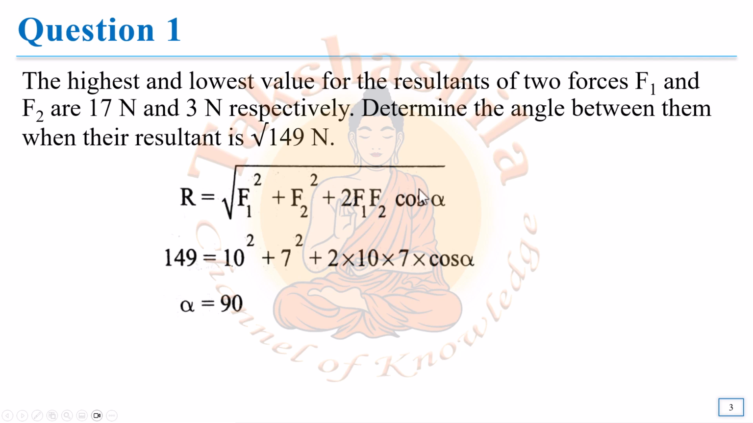So this is the angle between the two forces. That is, when F1 and F2 are acting at an angle of 90 degrees, we will get the resultant as root of 149 Newton. So this is how you will solve this problem.